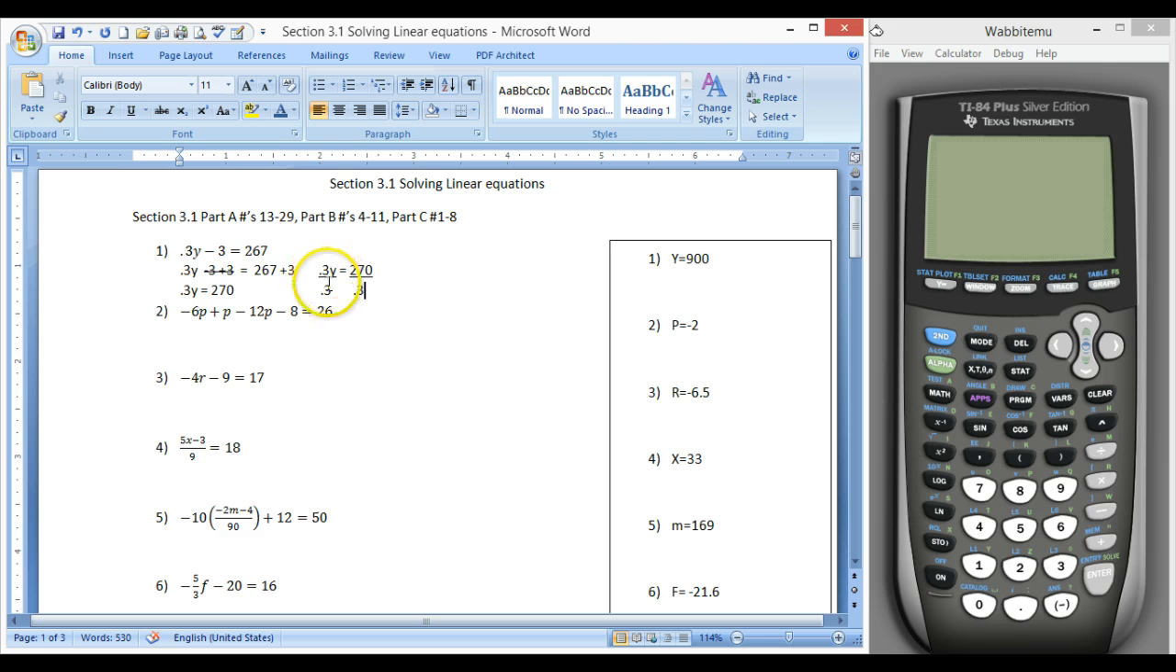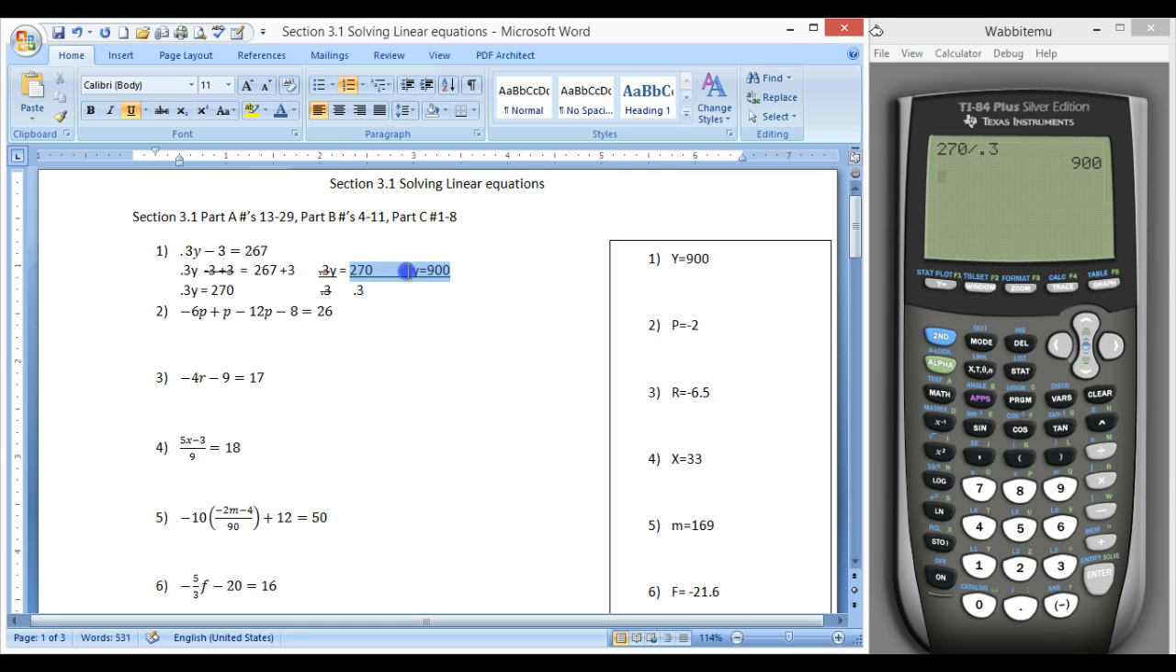Now 0.3 divided by 0.3 is 1. So I'm going to strike it out. And then I'm left with y on this side, which is what we wanted. We wanted to isolate the variable. So now I have y equals 270 divided by 0.3. I'm going to type 270 divided by 0.3 in my calculator. And the answer is 900. So I'm left with y equals 900.